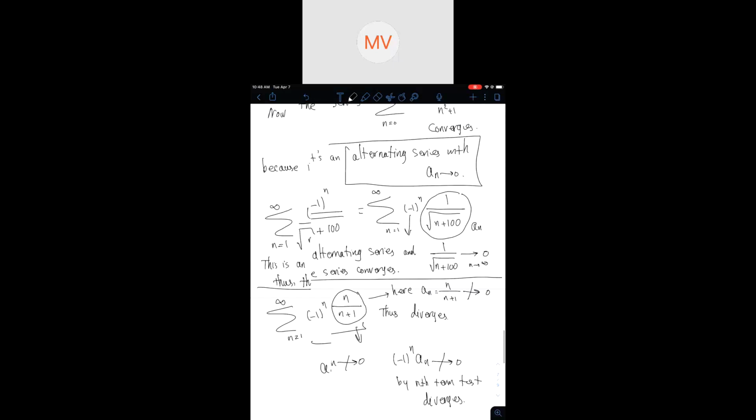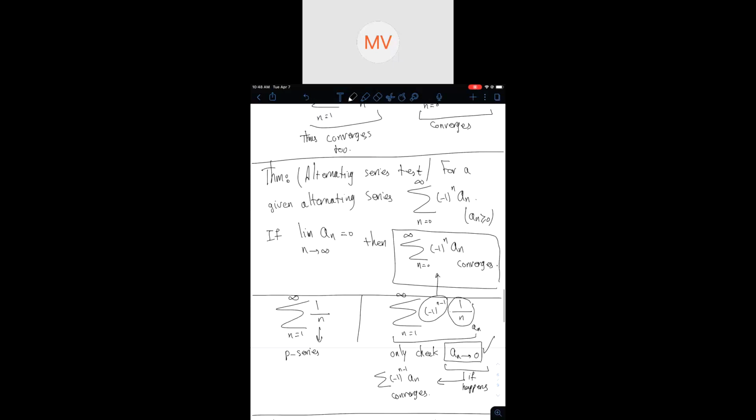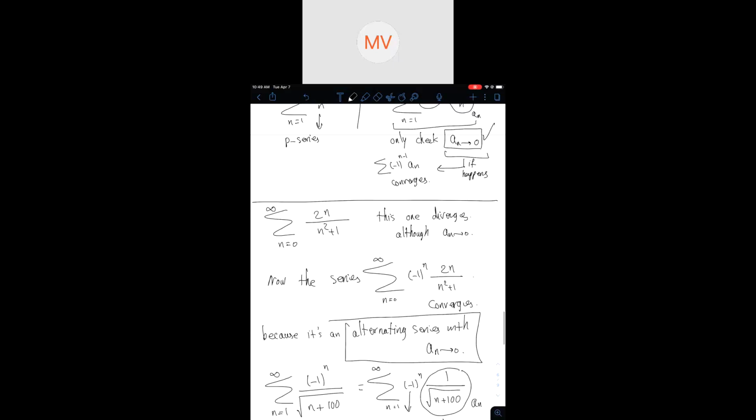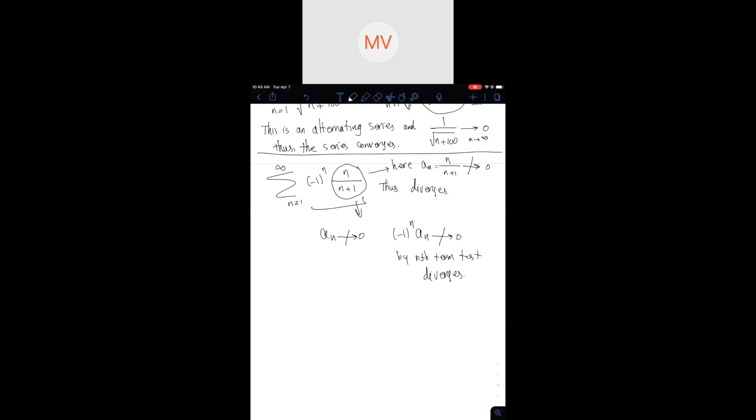Okay. Let me see if I can add something to the theorem. So the theorem says for an alternating series, then it converges. So here I can say, and if a_n doesn't converge to 0, then the sum of -1 to the n a sub n diverges. Okay. All right, we can stop here. The questions are simple, doable.